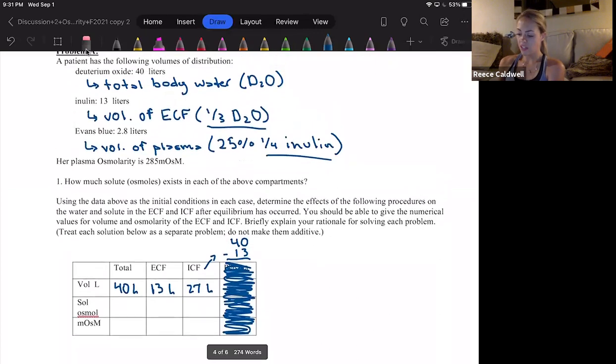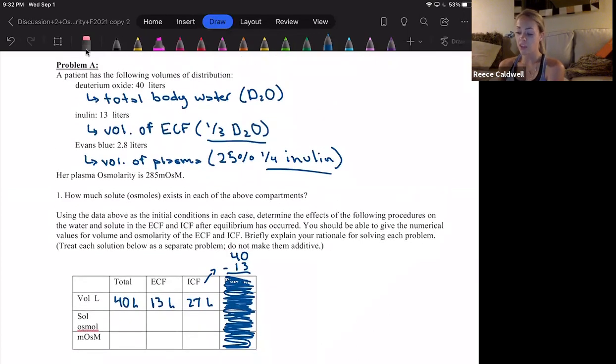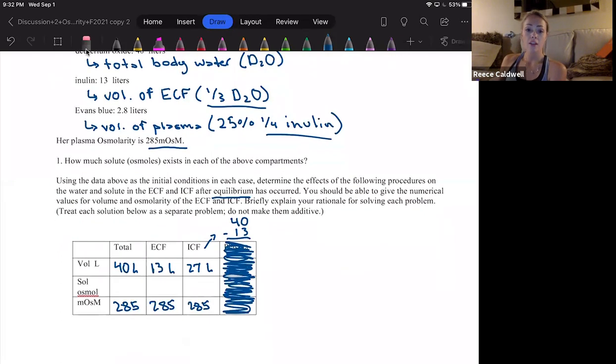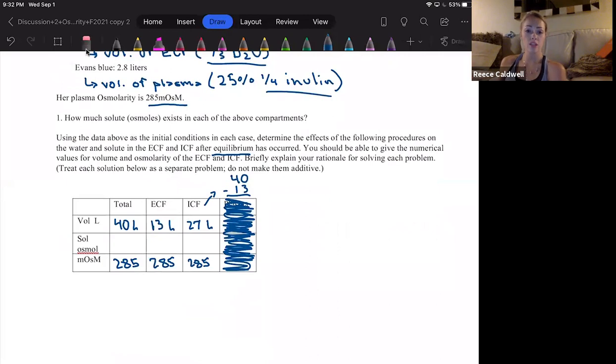Alrighty, so we have filled in our volumes. We can also fill in our osmolarity, which is given right here. We have 285. One thing we can read in the question is that our body's in equilibrium, so our osmolarity will be equal across. So 285 across. We've now solved for two variables in each of the columns.